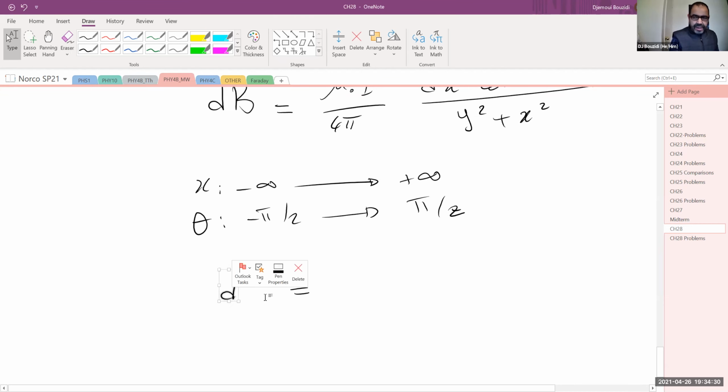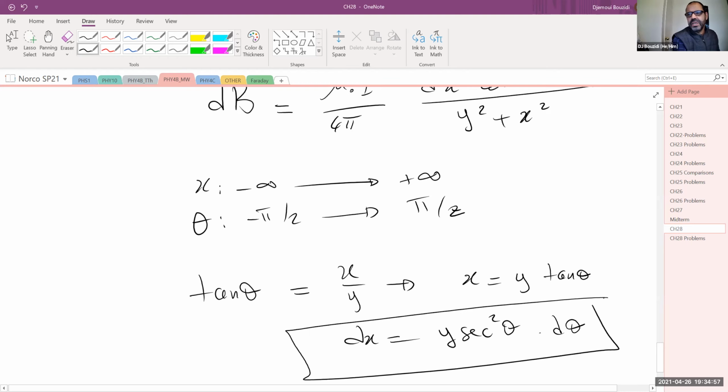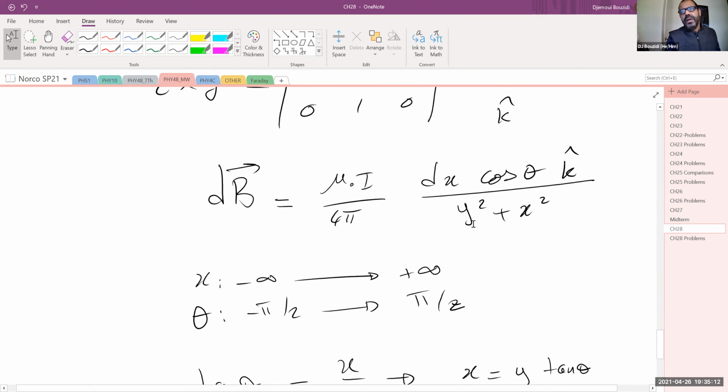Remember, the expression that we ended up with is tangent of theta. This is a change of variable that we're going to take, is x over y. And y is constant, by the way. So x is equal to y times tangent of theta. So all I have to do is take the derivative of this tangent with respect to theta, and that is the secant squared. So dx is going to be y times the secant squared of theta times d theta. Does everybody remember this expression from your calc classes? The derivative of the tangent is the secant squared. Okay, very good.